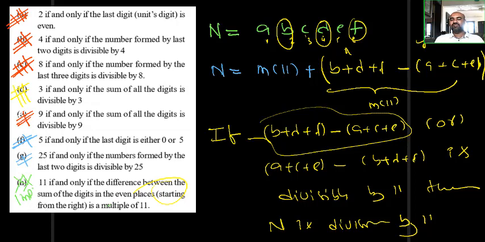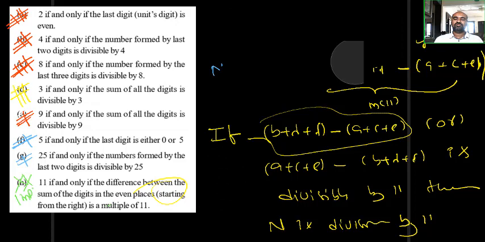So, B plus D plus F minus A plus C plus E, or A plus C plus E minus B plus D plus F, divisible by 11 means the total number is divisible by 11. Okay. And this is the divisibility rule of 11. Okay. So, students, important note, Nana.